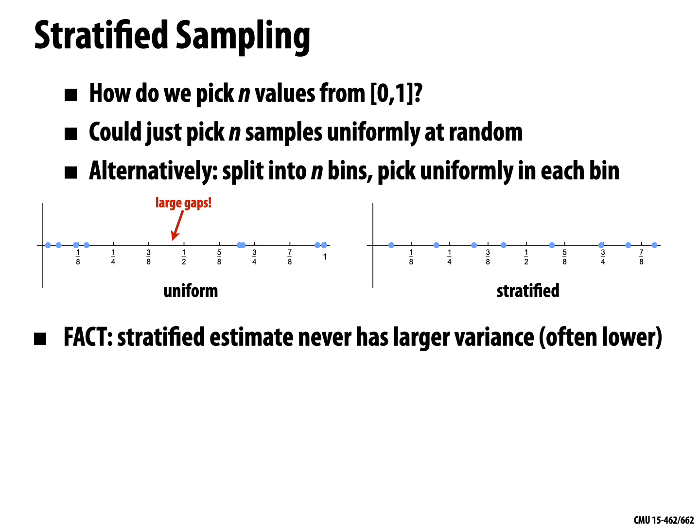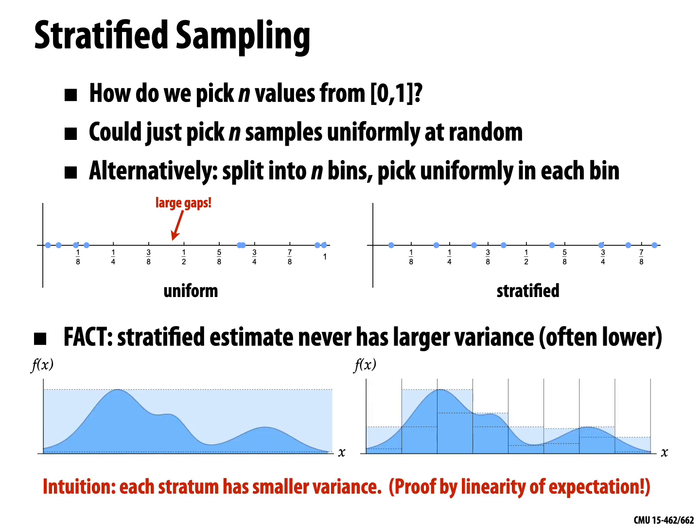Why is that true? Well, here's some good visual intuition. Okay? If I'm picking over the whole function, then I am suffering from the variance of the whole function. If I'm picking in these little intervals, then within each interval, the function has much smaller variance. Right? And you can actually prove that the stratified estimator is never worse just by using a very basic property that we have seen a couple of times now, the linearity of expectation, the fact that the expected value is a linear map.